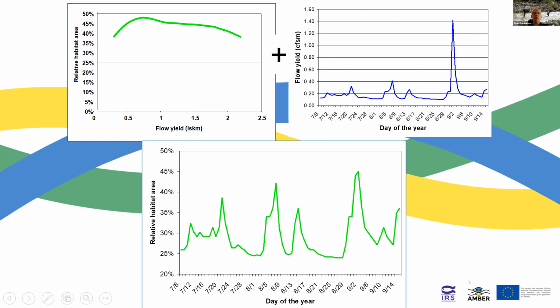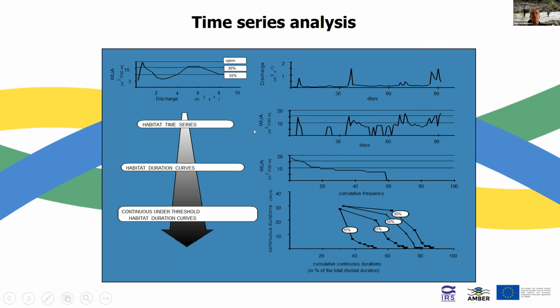These habitographs are then analyzed with habitat time series analysis. I will not go into much detail, but basically you take a rating curve, that's the older graph from Kapra, combine it with a discharge, a flow time series, and create a habitat time series. You can use any unit you like; we use a relative habitat area. Then you analyze continuous durations of those habitat occurrences, and then finally you analyze continuous duration of habitat under a threshold, so continuous duration of habitat deficits.